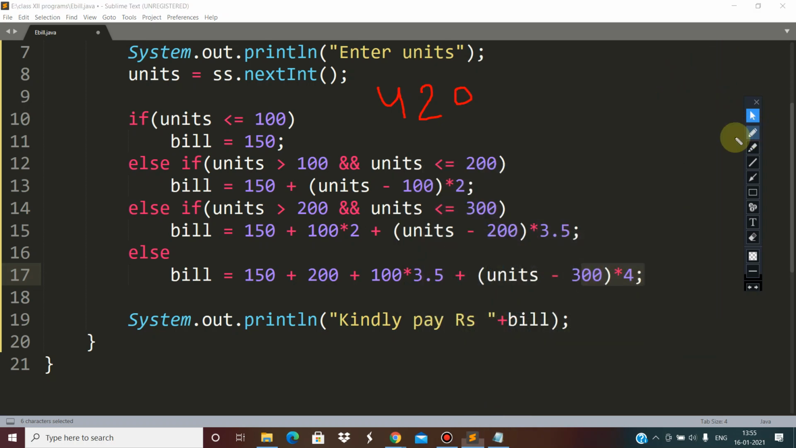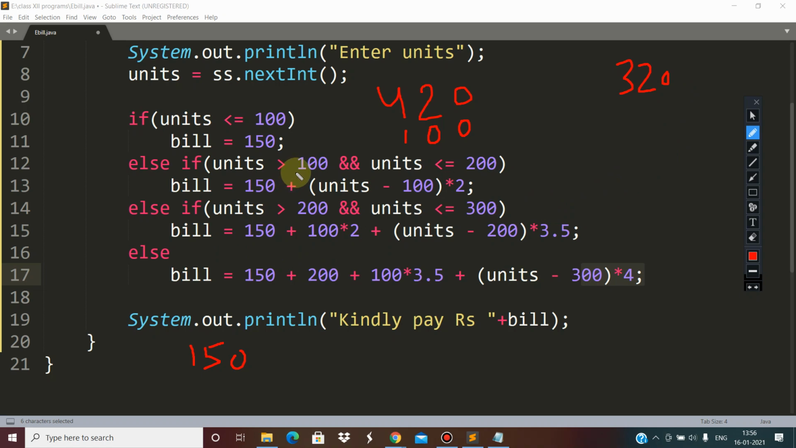So 420. Child, first 100 units, rupees 150. So 150 I have written here. What I need to do? I need to subtract 100 from this. So how many units are left now? 320. For more 320 units I have to pay. I have already paid 150 rupees for first 100 units.